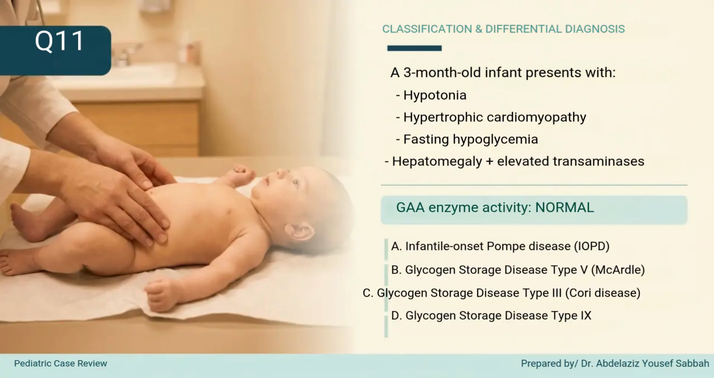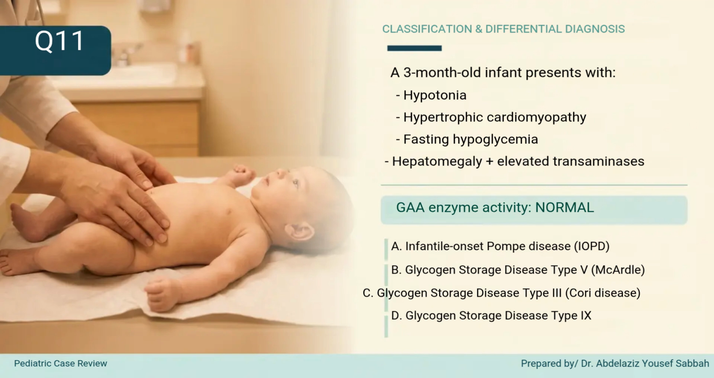Question 11. A 3-month-old infant presents with hypotonia, hypertrophic cardiomyopathy, fasting hypoglycemia, and hepatomegaly with elevated transaminases. The acid alpha-glucosidase enzyme activity is normal. What is the most likely diagnosis?